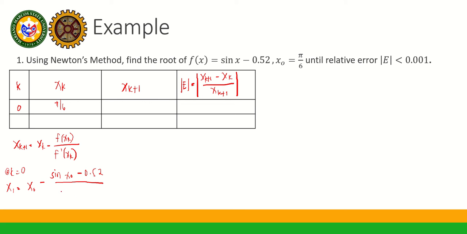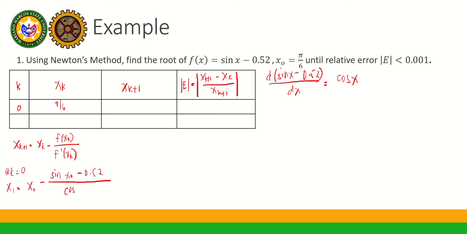What is the derivative of sin x minus 0.52? Sin x minus 0.52 dx. Okay? So, kunin muna natin yung derivative ng ating function. Huwag na muna natin isulat. Okay, so what is the derivative of our function? So, the derivative of sin x minus 0.52 over dx is equal to the derivative of sin x, that will be cosine x. The derivative of constant is 0. So, cosine x na lang.